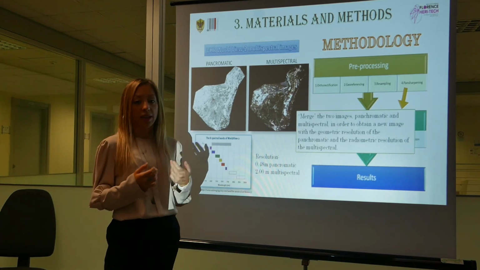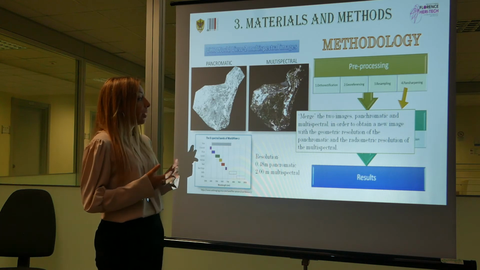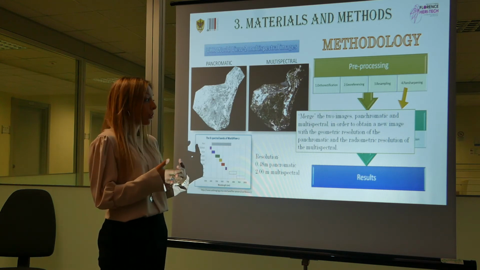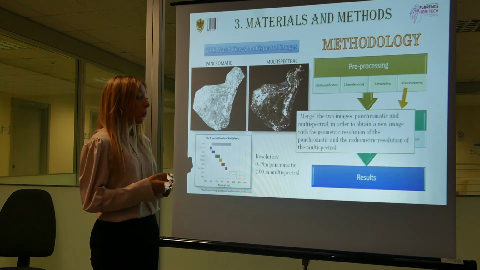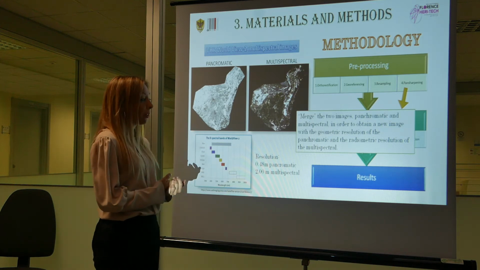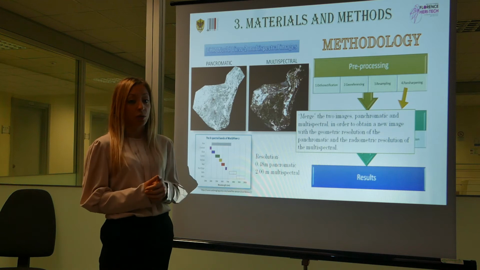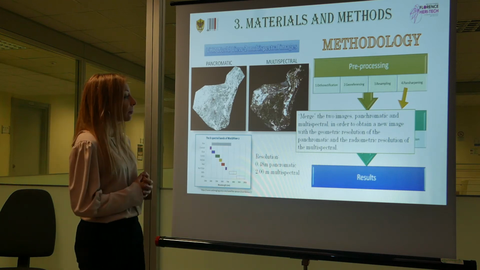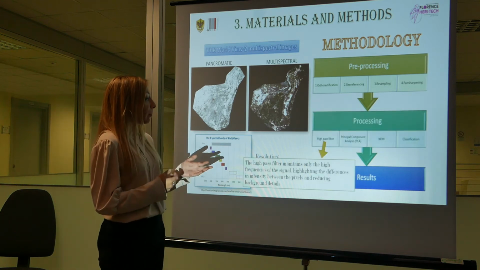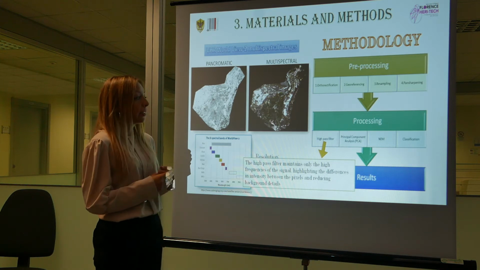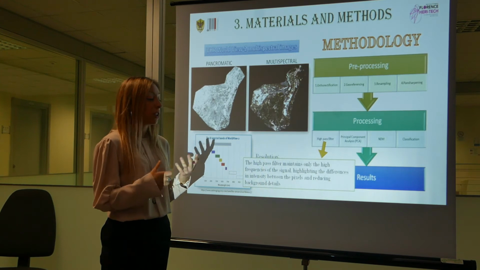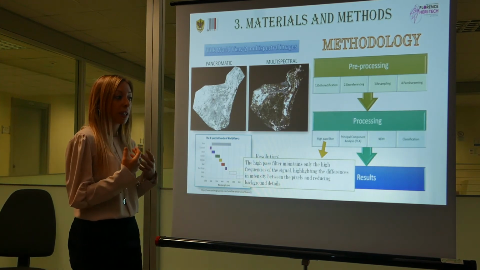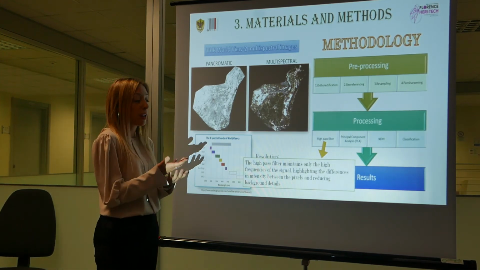The pan-sharpening is a fusion method, which means merging the two images in order to obtain a new image with the geometric resolution of the panchromatic and the radiometric resolution of the multispectral. Then we make the processing. That means applying filters and algorithms in order to enhance some characteristics that we want to study.